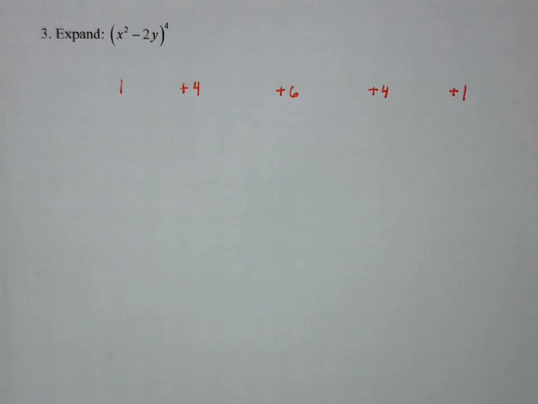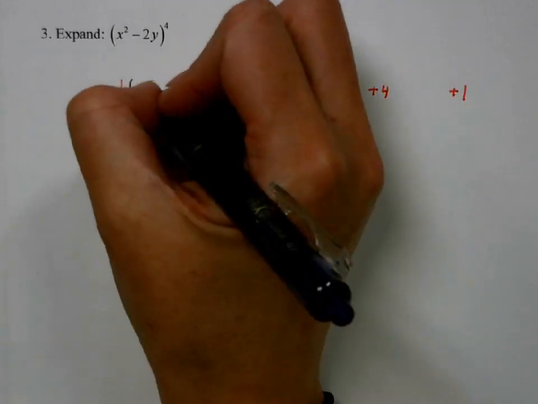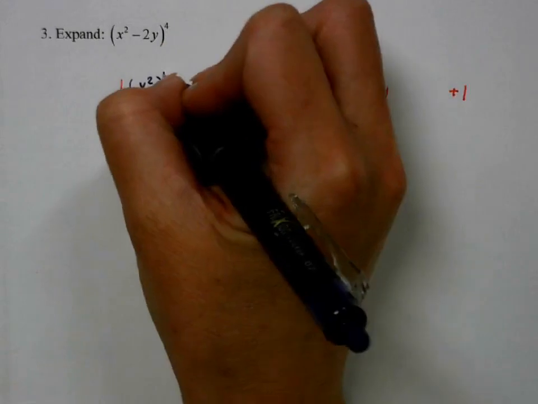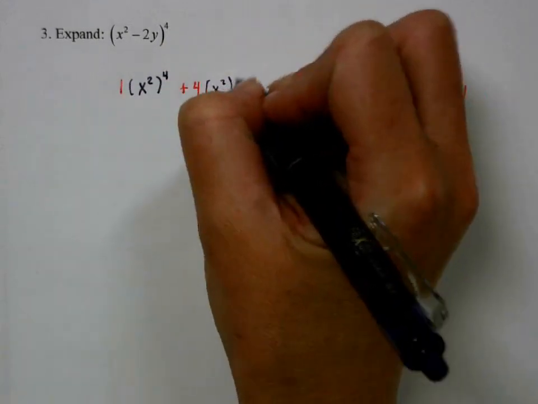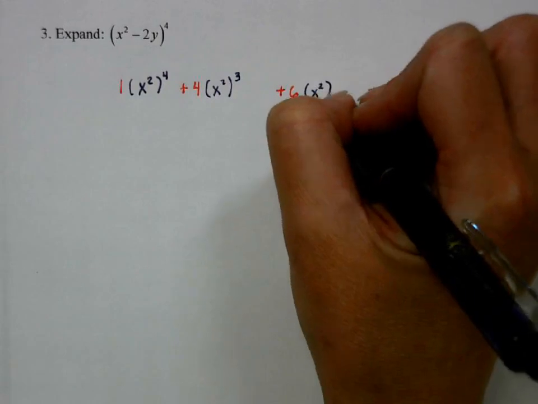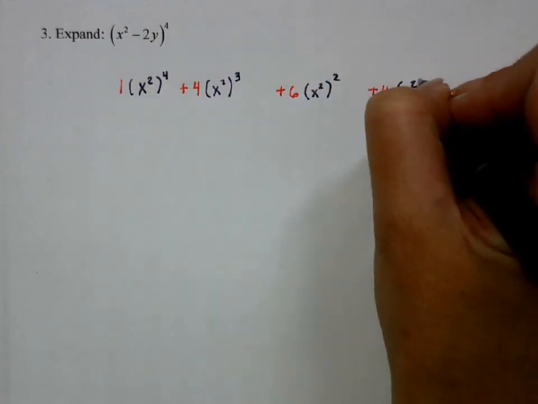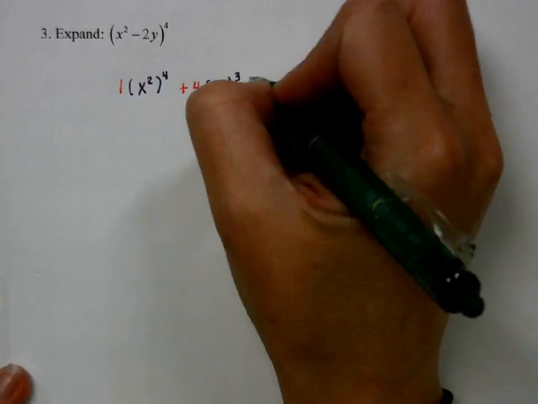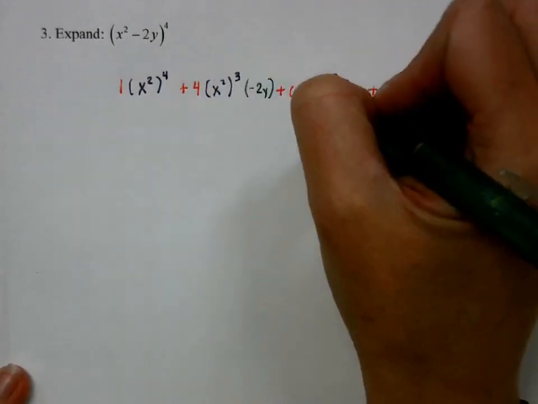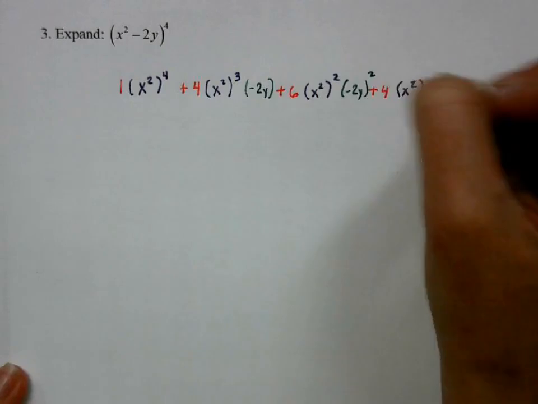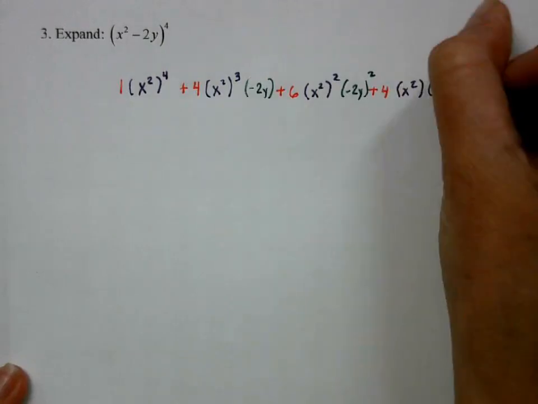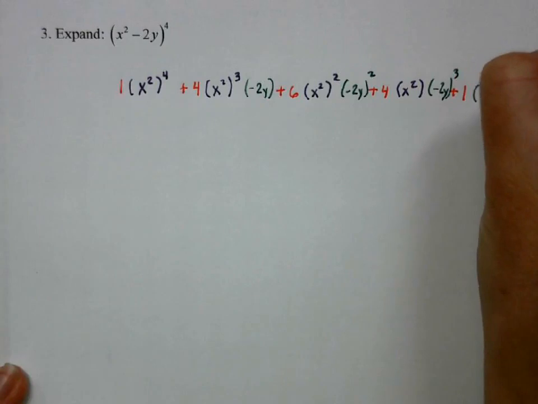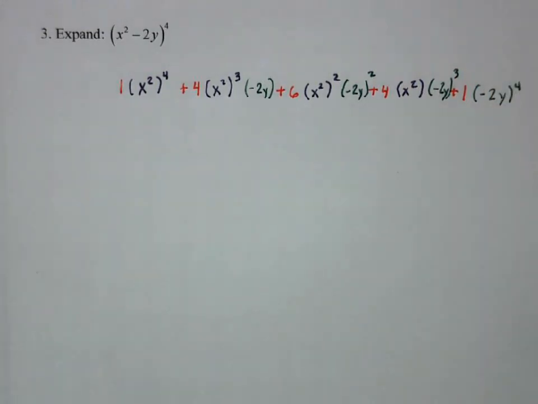Next we take whatever is first, so the x squared, raise it to this power, and then repeat that in descending order. So 3, 2, 1, and none. Then we'll take the second thing, which is negative 2y, to increasing powers. So there's not one here. Negative 2y here, negative 2y squared, negative 2y cubed, and negative 2y to the 4th. Now we need to simplify. We'll do this in a couple steps here.